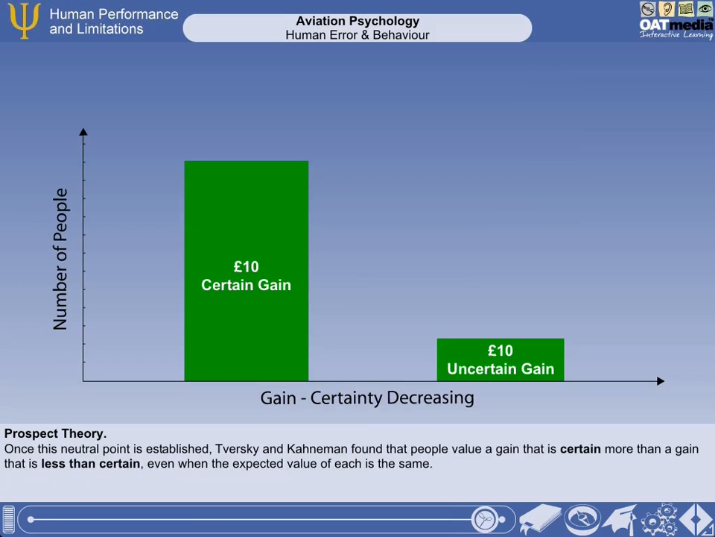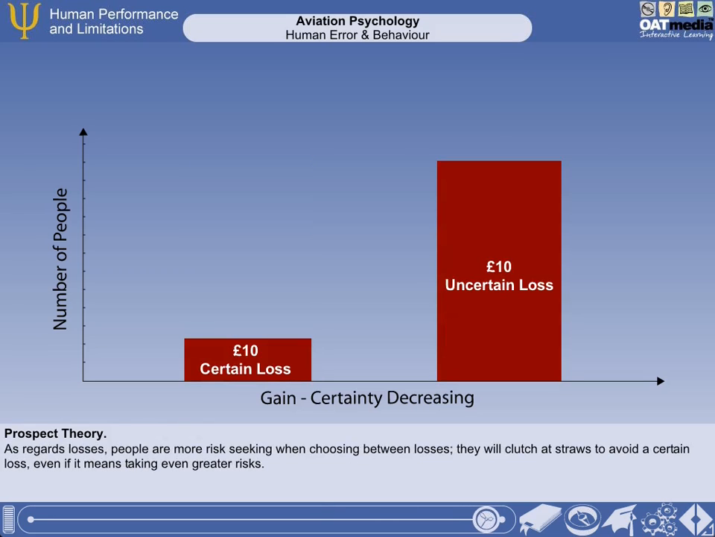Once this neutral point is established, Tversky and Kahneman found that people value a gain that is certain more than a gain that is less than certain, even when the expected value of each is the same. As regards losses, people are more risk-seeking when choosing between losses. They will clutch at straws to avoid a certain loss, even if it means taking even greater risks.